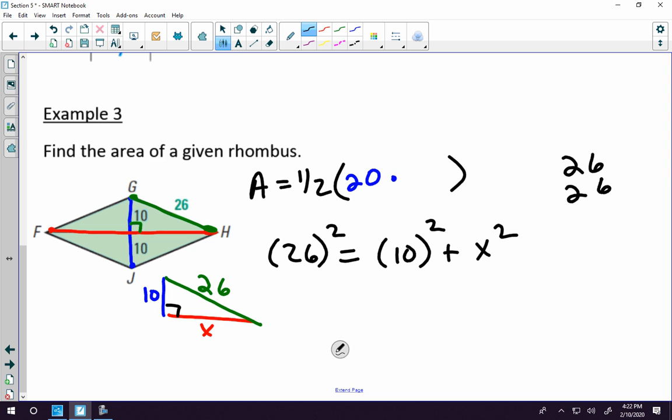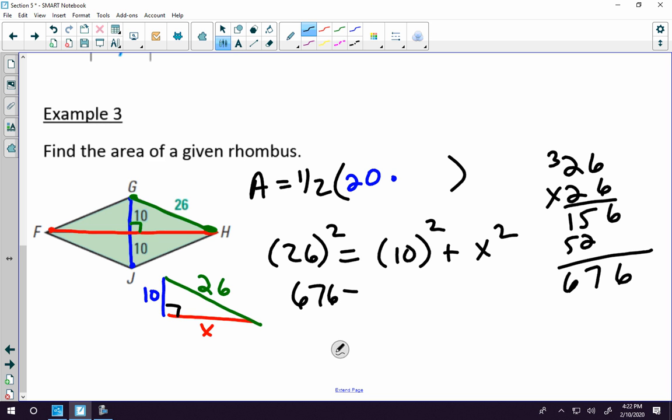squared. It's going to be 26 times 26. 6 times 6 is 36. Carry the 3. It's 15. 2 times 6 is 12. Carry the 1. 5. We got a 5 there. So we got 6, 7, 676. 26 squared is 676. So we got 676 equals 10 squared is 100 plus x squared.